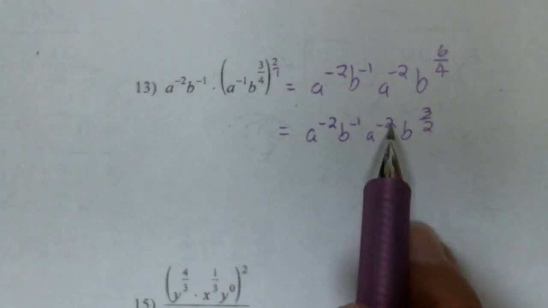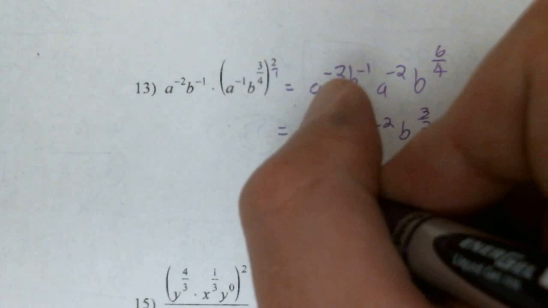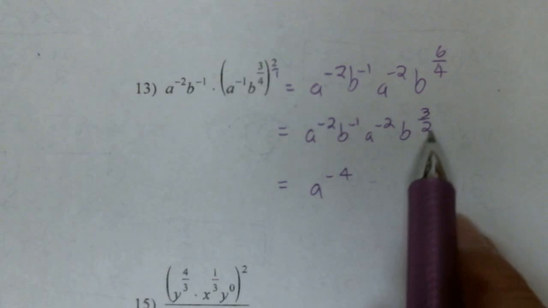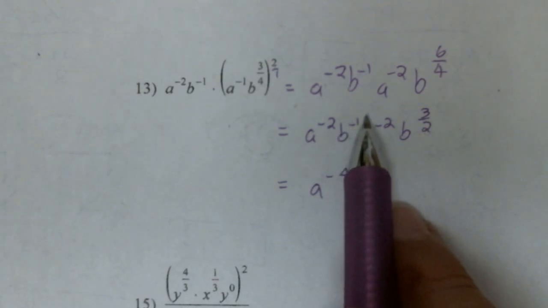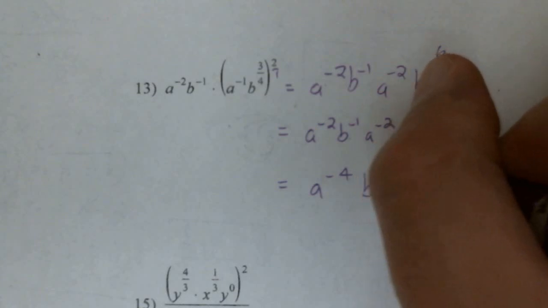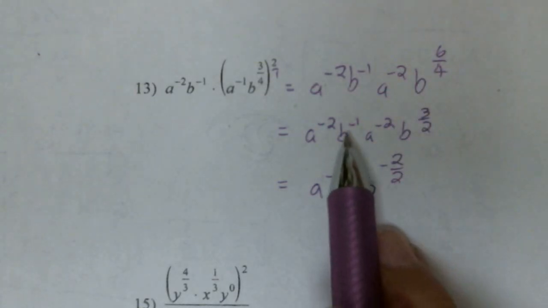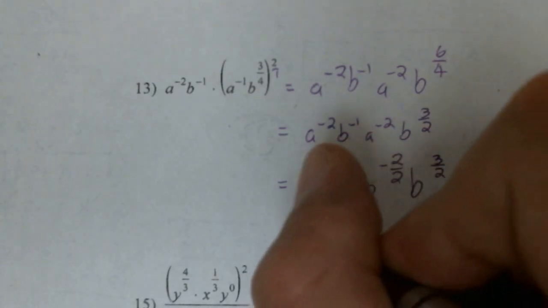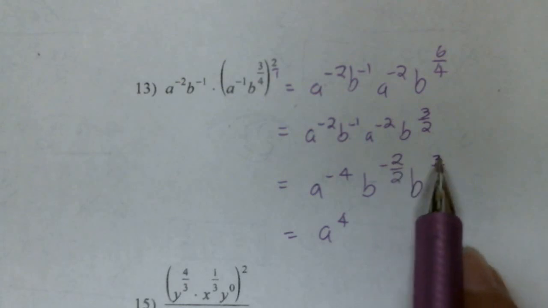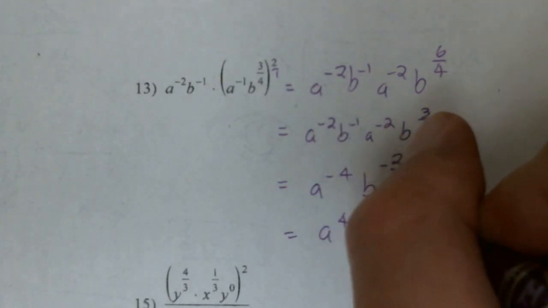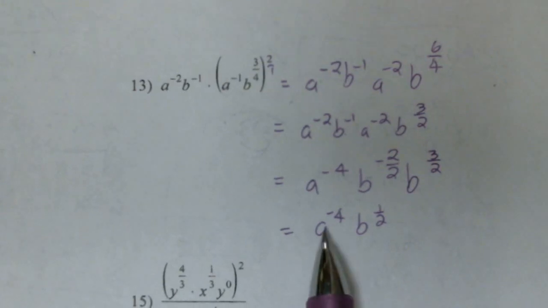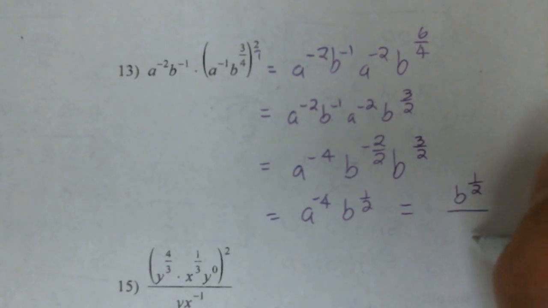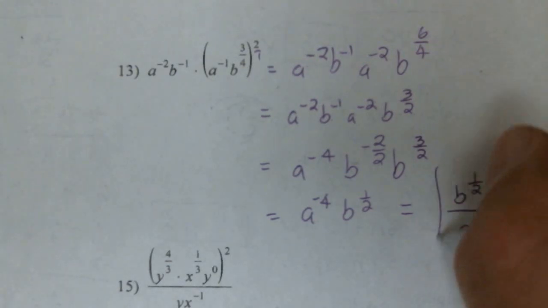For my a's, I've got -2 and -2. I don't have fractions, so I can just add those together. That's going to be a to the -4. Now for the b's, I need a common denominator of 2. So that means I need to multiply this guy by 2 over 2. So that's going to give me b to the -2/2, which is the same thing as b to the -1. And then another b to the 3/2. Okay, so that's going to give me a to the -4, and -2 plus 3 is 1, so that's going to be b to the 1/2. And this a to the -4 is negative, so I've got to put this guy on bottom. So the b to the 1/2 stays on top, and the a to the 4th goes on the bottom.